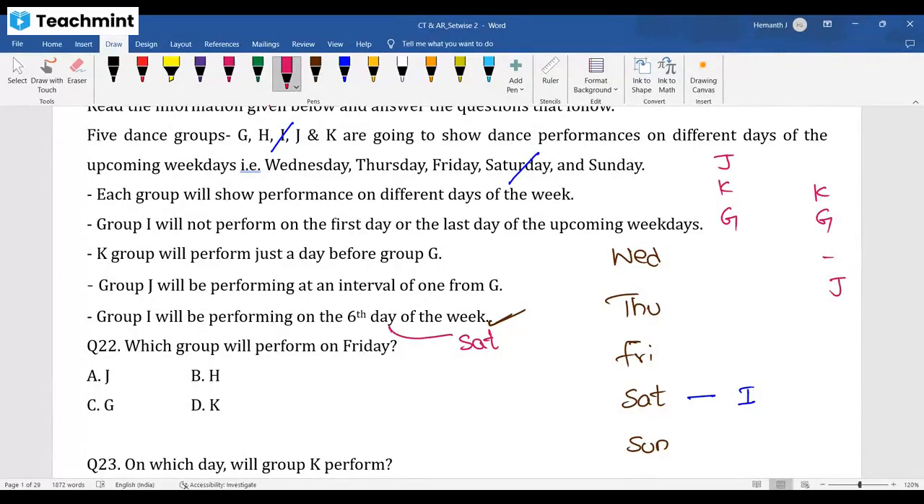I will not perform on the first day or the last day. If it is this case, I should perform on the first day, but I is not performing on the first day. Yes, that we know I is on the sixth day, right? So this information is in no way useful. Now, what is left over? H, right? So fine. There are two possibilities still.